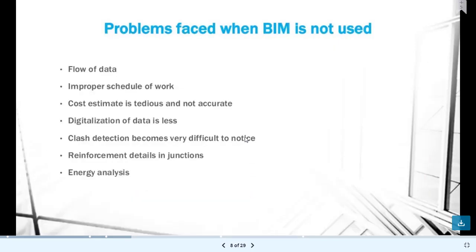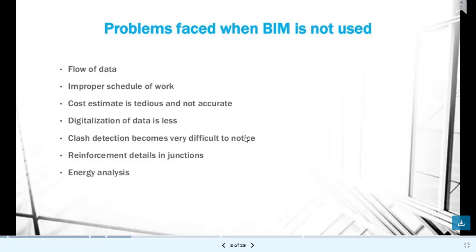Next, problems faced when BIM is not used. If BIM is not used, what problems occur? First of all, flow of data, improper schedule of work, and cost estimation is tedious and not accurate. Why? Because if BIM is not used, we don't have any plan, and we don't have any visualization of how our project can move further.